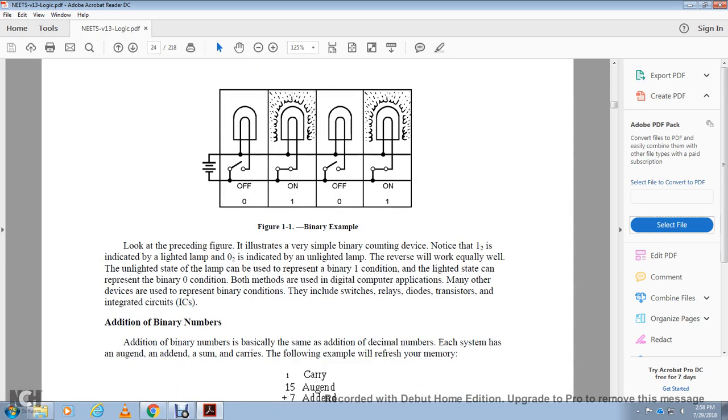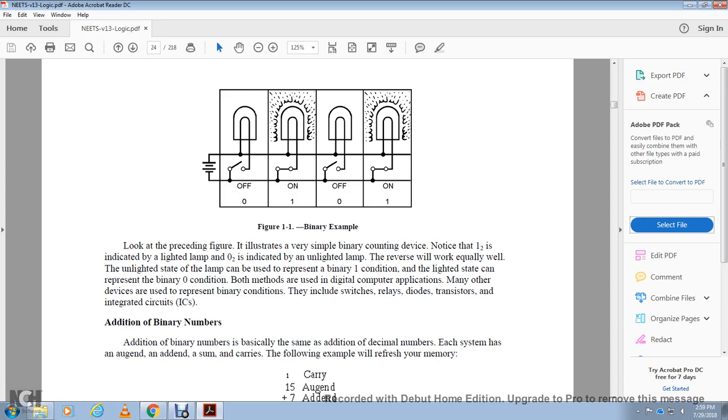Looking at the preceding figure, an illustration of a very simple binary counting device, note that 1 to the base of 2 is indicated with the lighted lamp, and 0 to the base of 2 is indicated with the unlighted lamp. The reverse will work equally well. The state of the lamp can be used to represent the binary 1 condition, lighted state, and the binary 0 condition. Both methods are used in digital computer applications.